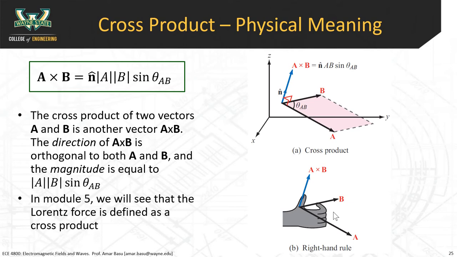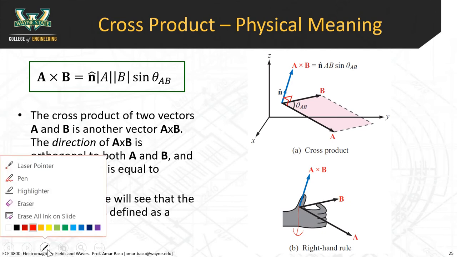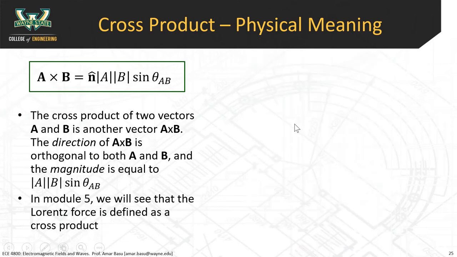It's used throughout physics, throughout engineering. It's a convention that we use. The reason we use that is because if you have A and B and you want to find a vector that's perpendicular to both, well, there's another possible vector, the vector that points down, right? So the right-hand rule helps us identify which is the correct direction.